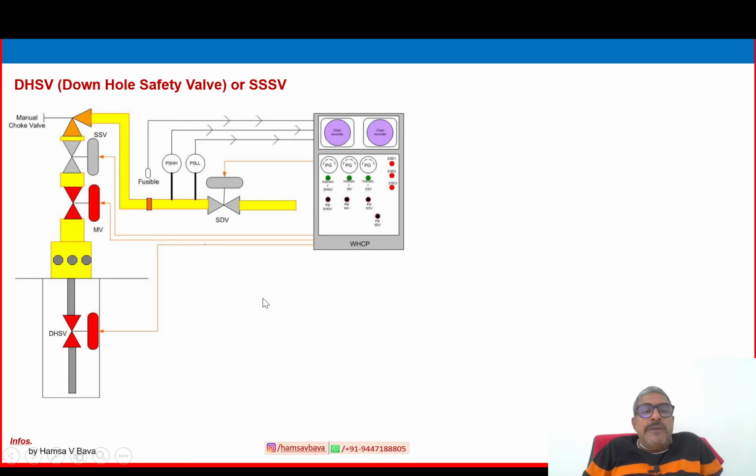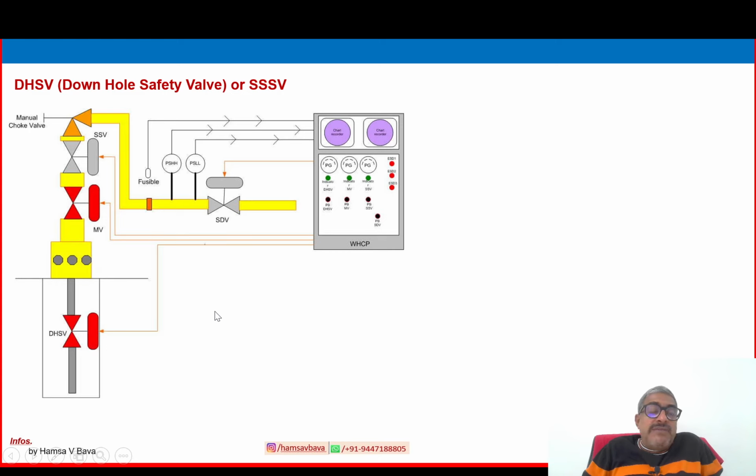And one more important valve in the lower master valve, or below that one, we can say, is the DHSV, downhole safety valve. Another name is triple SV, subsurface safety valve. This picture is explaining that it is connected to a safety valve.